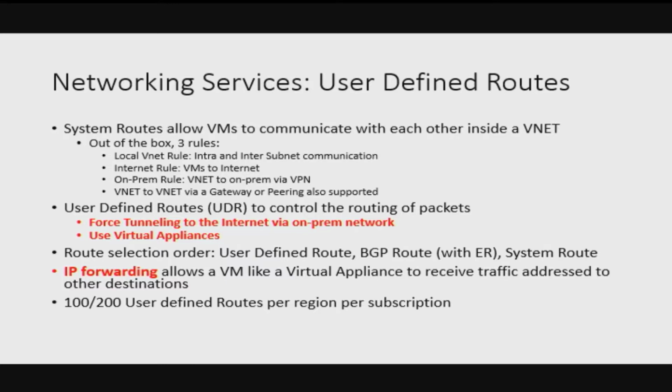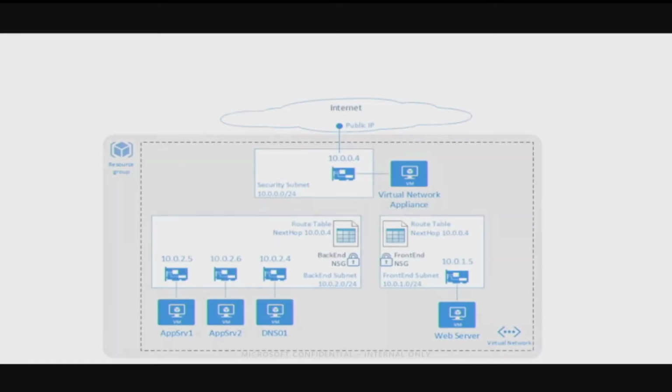So that's an important thing to know. These are the two main scenarios. That's why they're red, and turning on IP forwarding is important. And there's a nice animation for this that shows you kind of how this works.